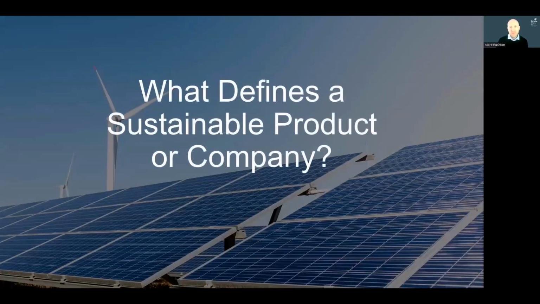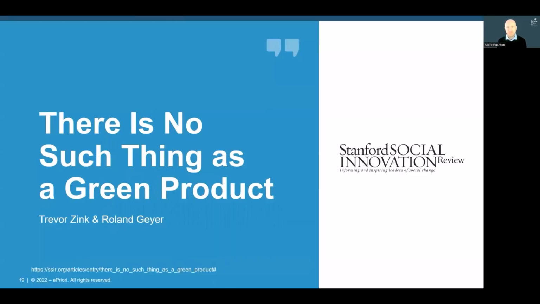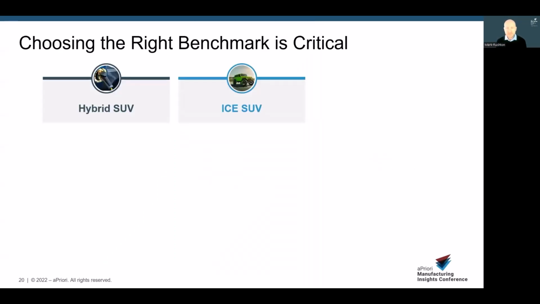So next, it really begs the question, what are we looking for, and how do we measure, and how do we become a sustainable company producing sustainable products? So Trevor Zink and Roland Geyer actually believe there's no such thing as a green product. And a better approach is about measuring the overall net green impact. And to do that, we need to choose the right benchmarks. And the trouble with benchmarks is just deciding what the right ones are.